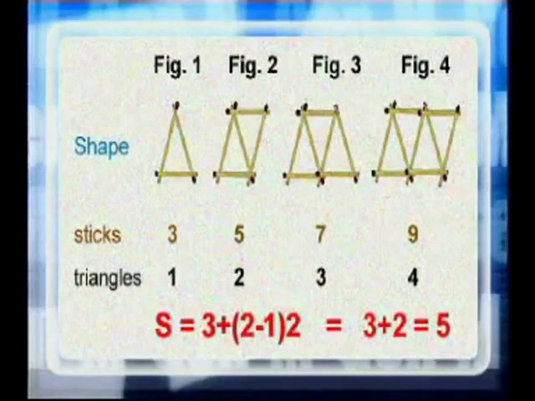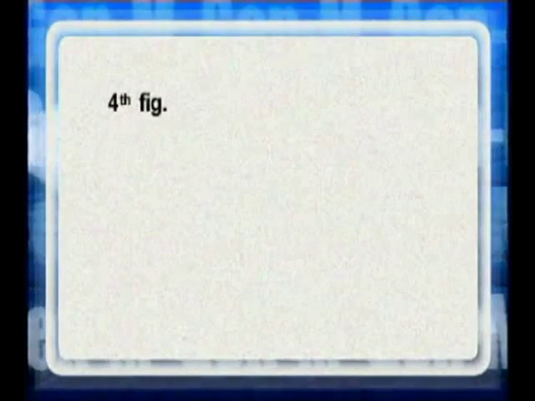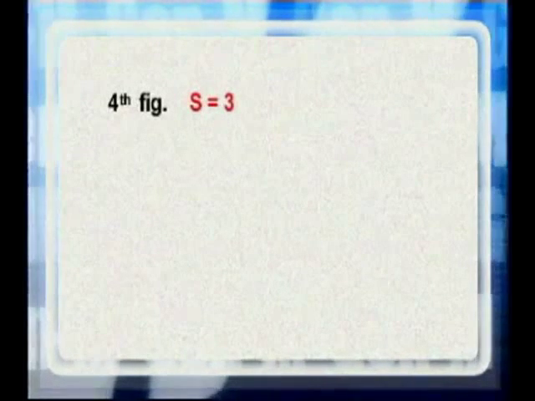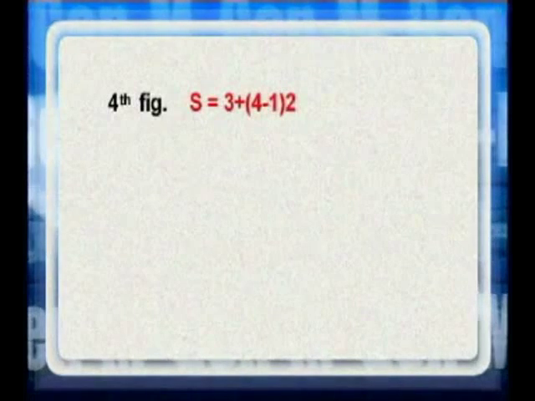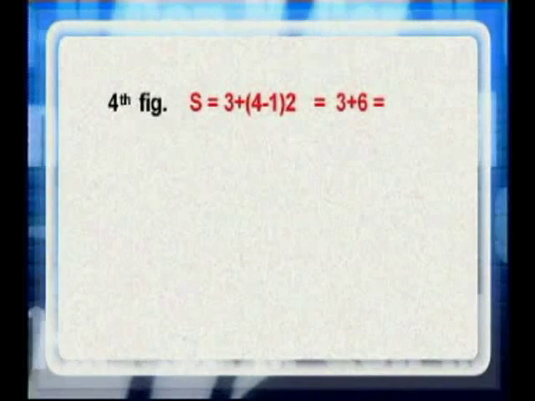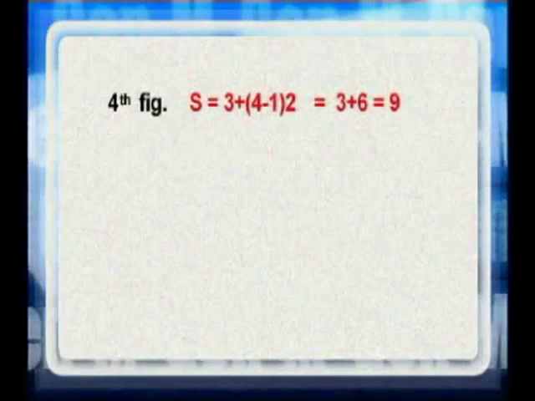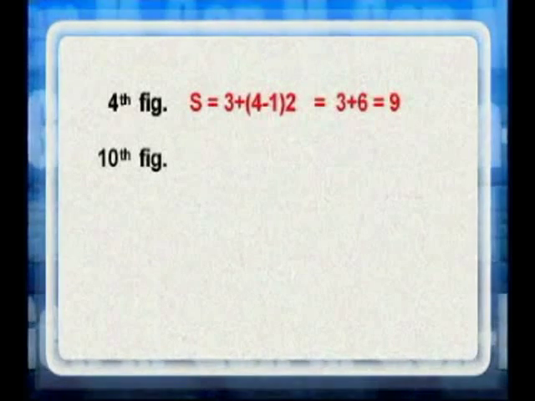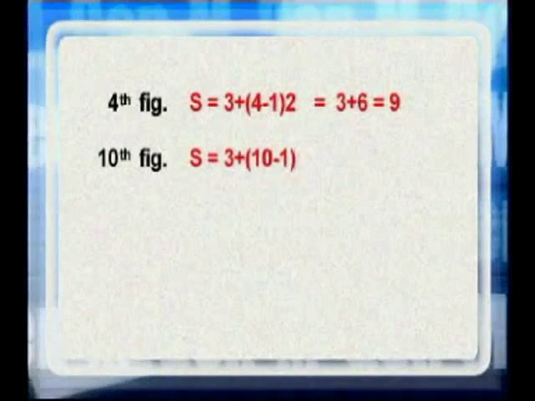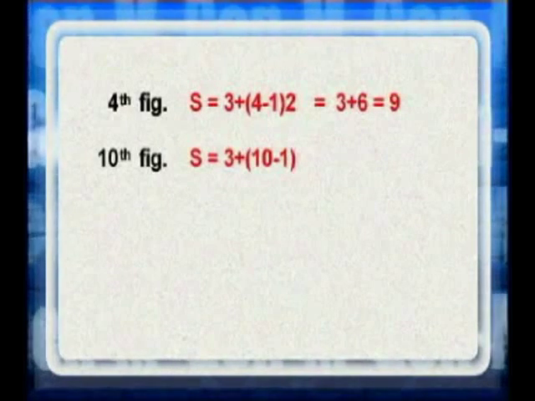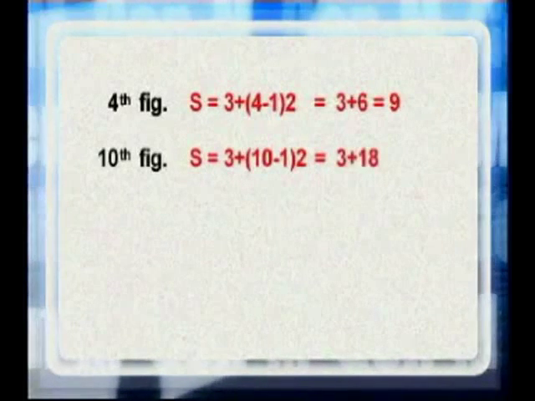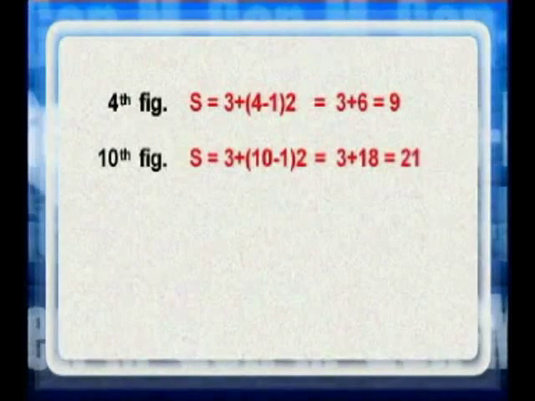Try that for the 4th figure. For the 4th figure, we can say that S is equal to 3 plus 4 minus 1 multiplied by 2 is equal to 9. We can now predict the number of sticks needed to make the 10th figure. S is equal to 3 plus 10 minus 1 times 2 is equal to 3 plus 18 is equal to 21.